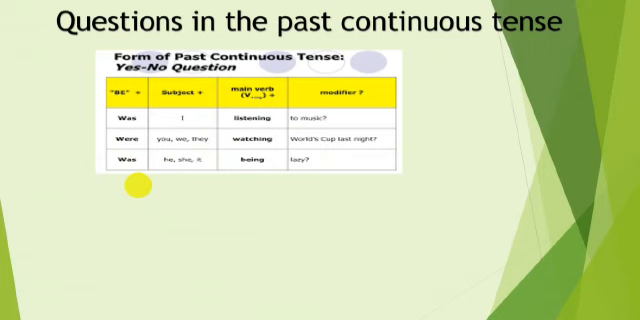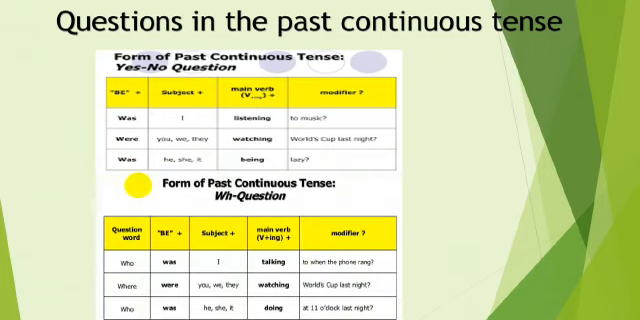You ready? Come on. So the form of the past continuous tense with the WH questions. WH questions are questions that start with WH words, or what we say question words, like what, where, who. Okay? So like this. I use the question word and then the verb to be plus the subject and then the main verb. Like, who was I talking to when the phone rang?